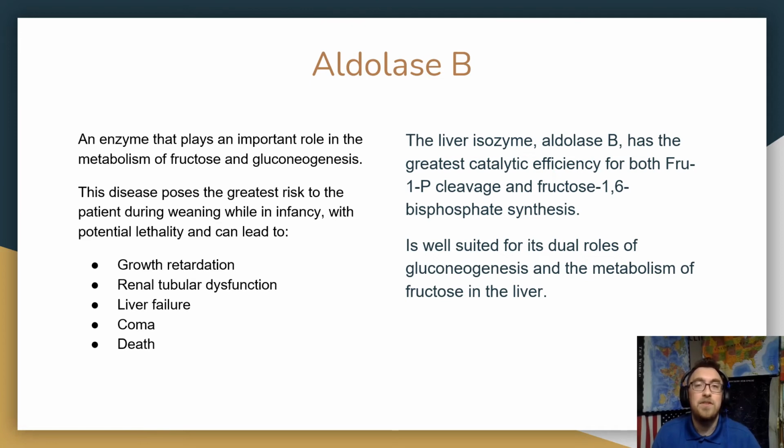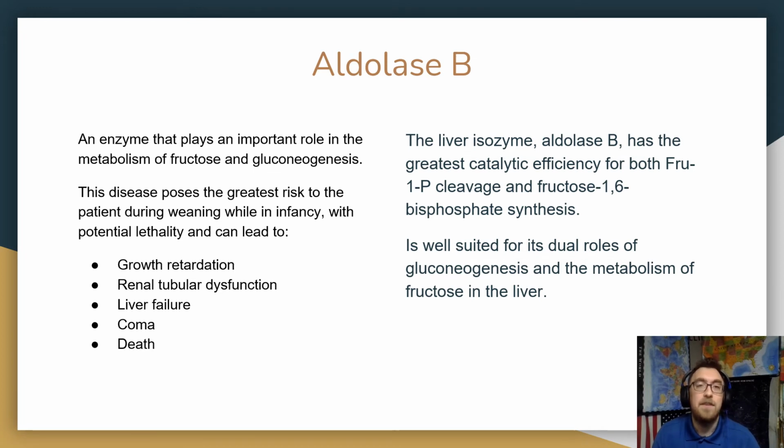Furthermore, the catalytic efficiency ratio of gluconeogenesis to glycolysis, synthesis and cleavage to be precise, shows aldolase B is also the most efficient isozyme, having an 18-fold higher ratio of specificity over aldolase A and 3-fold increase over aldolase C. It appears that aldolase B is well suited for its dual roles of gluconeogenesis and the metabolism of fructose in the liver.